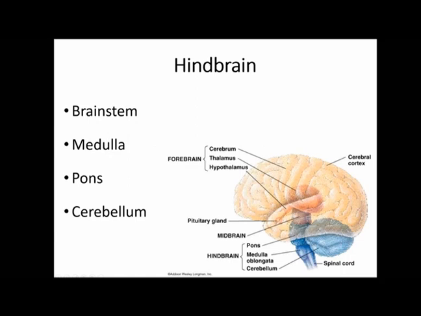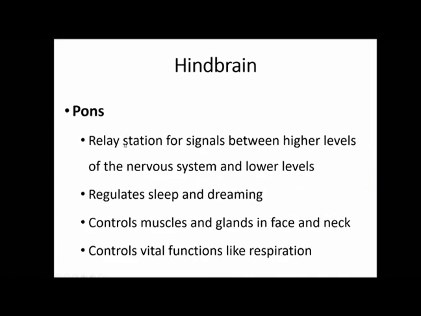Next is this circular-ish piece on top of the brainstem, right above the medulla oblongata, and that is the pons. And this is going to be a relay station. So it does a lot of sending things to the correct part of the brain. It's going to relay signals between higher levels of the nervous system and the lower levels. So it's going to take information from the rest of our body and decide where in the brain that information should be sent. It's also involved in regulating our sleep and dreaming.